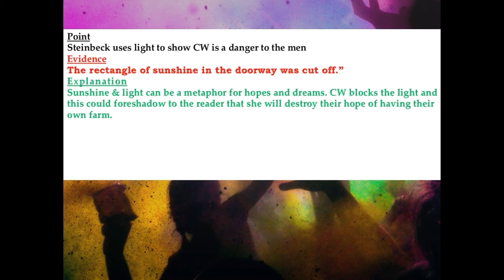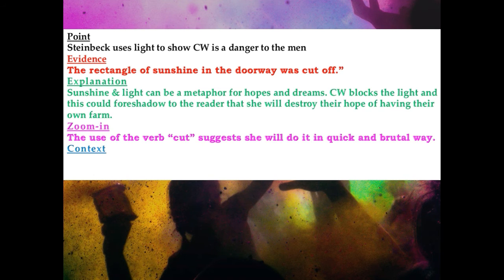Sunshine and light can be a metaphor for hopes and dreams. Curley's wife blocks the light, and this could foreshadow or be a warning to the reader that she will destroy their hopes of having their own farm. So in a couple of sentences, I've just explained that she will be the reason that their dreams won't work out. Then I'm going to zoom in on the phrase cut off. The use of the verb cut suggests she will do it in a quick and brutal way. So I've not written 5 or 6 sentences, I've been really to the point and explained why Steinbeck has used the word cut. Then I'm going to talk about 1930s America.